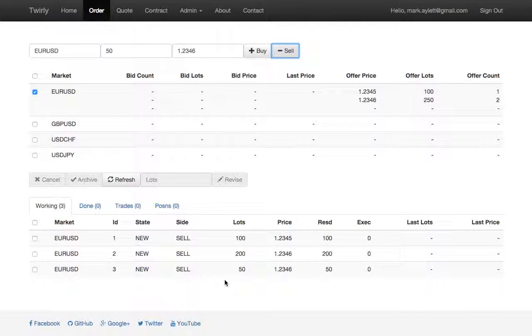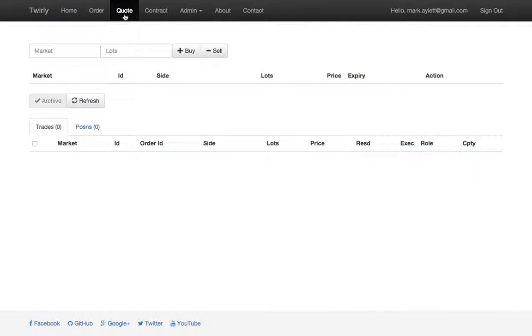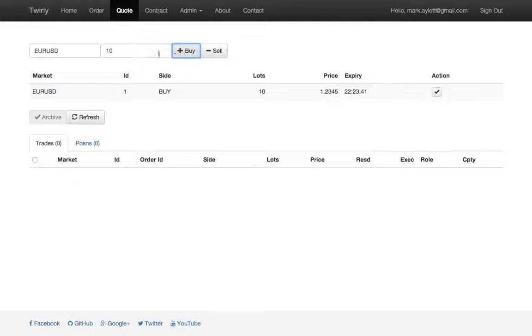That's probably all we need to do for now on the order side. Moving back over to the retail quoting. Obviously the screen hasn't changed. But we should now be able to get a quote. There's plenty out there. Let's start with a small one. There we go. We've got a quote.